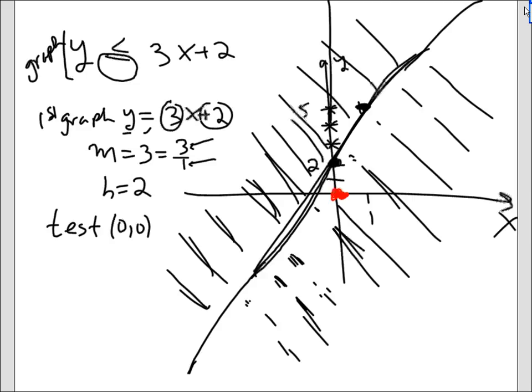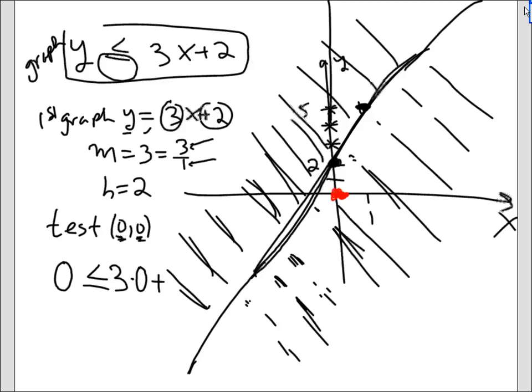And how do we test it? We go back to the original inequality. Whenever I say or see x, I'm going to write 0. Whenever I say or see y, I'm going to write 0. Is y less than or equal to 3 times x plus 2? Is 0 less than or equal to 0 plus 2? Is 0 less than or equal to 2? And the answer is yes it is. Yes it is. So 0, 0 we keep.